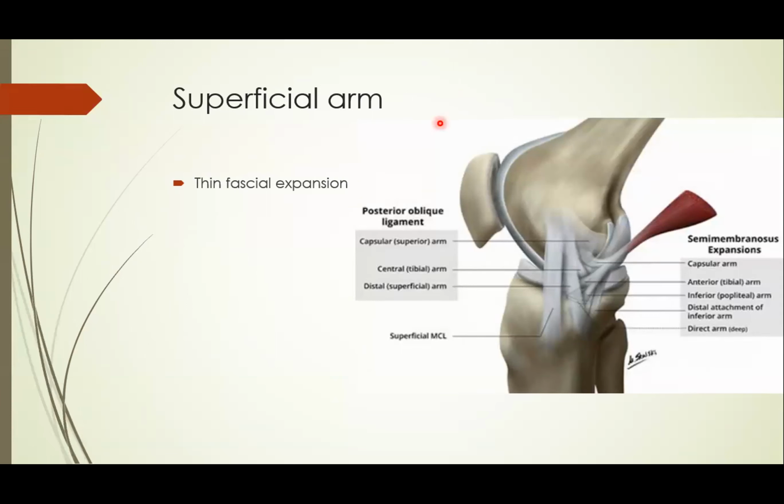It is a very thin fascial expansion that proximally blends with the central arm towards the femoral attachment, and distally you would find it parallel to the posterior border of the superficial MCL ligament. So this is the superficial arm.